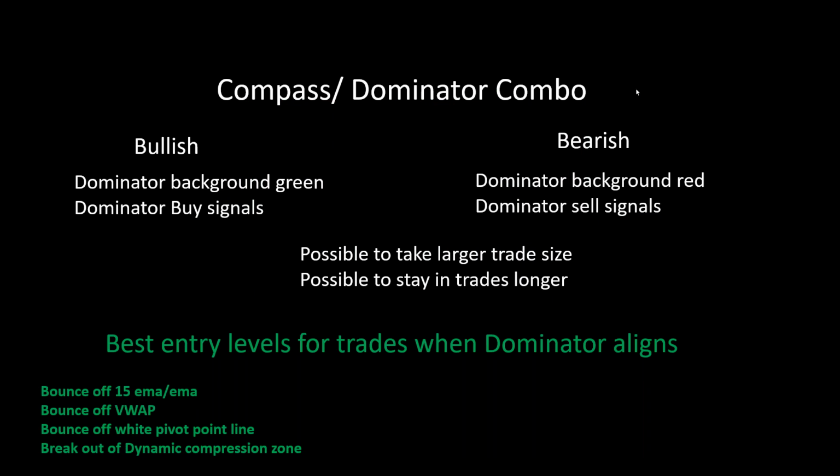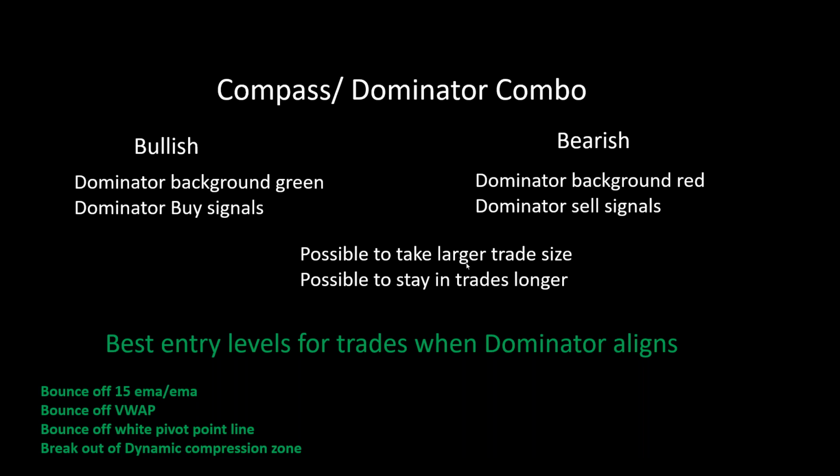So here's a compass dominator combo. Basically, you've got bullish and bearish. Obviously, the dominator background is green, and you have a dominator buy signal. You've got a bullish setup on the dominator system. It's bearish when the dominator background is red and the dominator has a sell signal. Pretty easy to understand, actually. There's a lot of calculations going into this, but that's the basis of it.